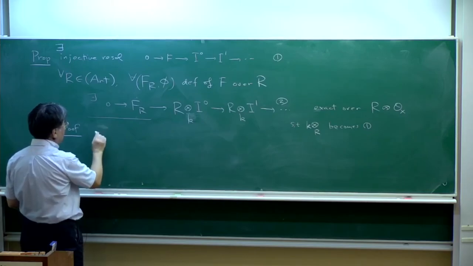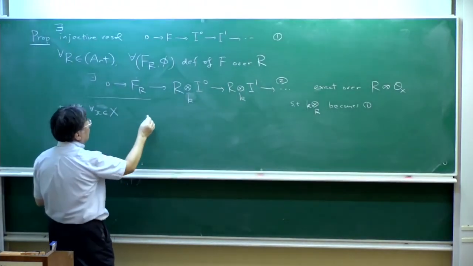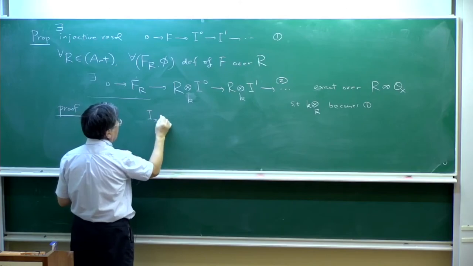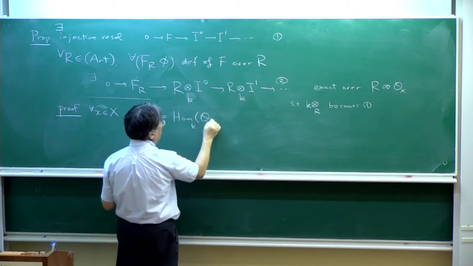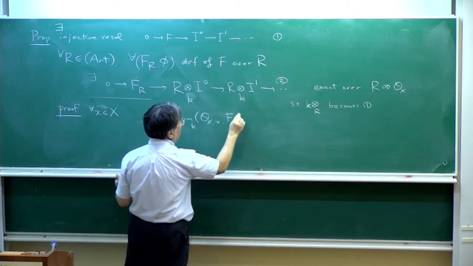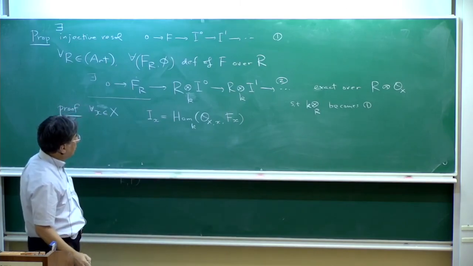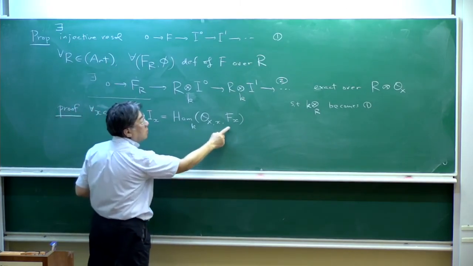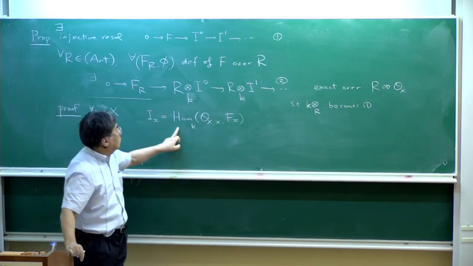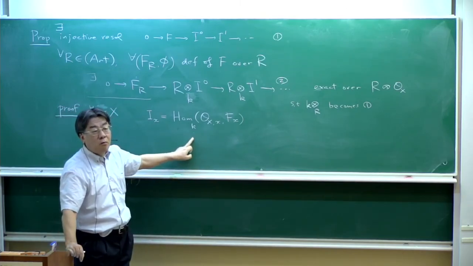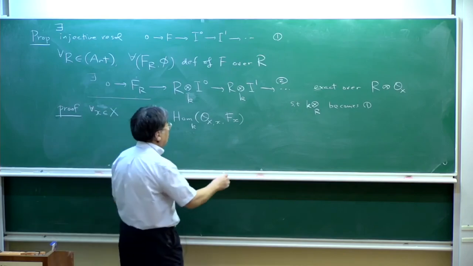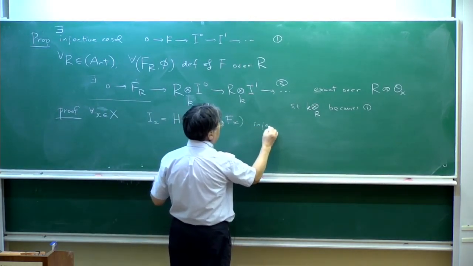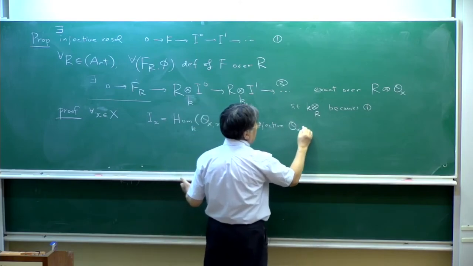So first of all, let's take an arbitrary point x, and then I_x is Hom_k(O_x, F_x). This is just k-homomorphisms, both are k-modules, so the space of all k-homomorphisms. And k is a field. So this becomes an injective O_X module.